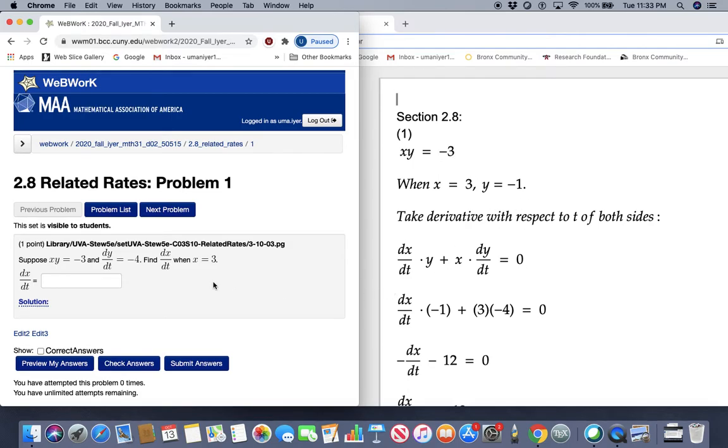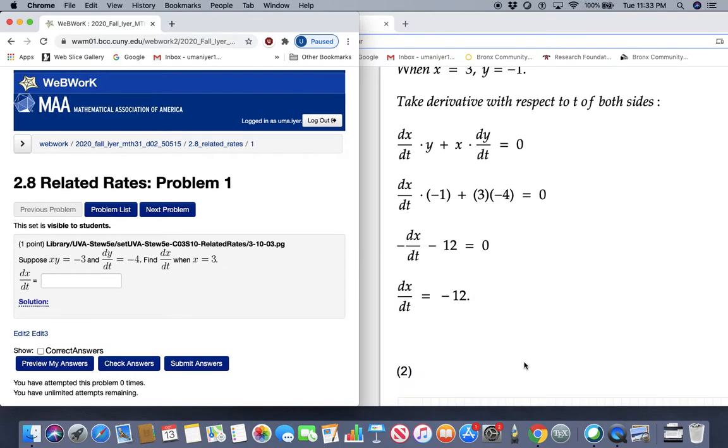Now, you are told when x is 3, you want to find dx/dt. So dx/dt, when x is 3, y is -1. So y becomes -1. dy/dt is given to be -4. Plugging it all in, notice this is multiplication, so negative dx/dt minus 12 is 0. That means moving dx/dt to the other side, or however you like, dx/dt is -12.